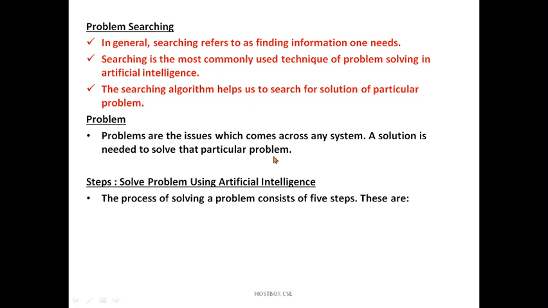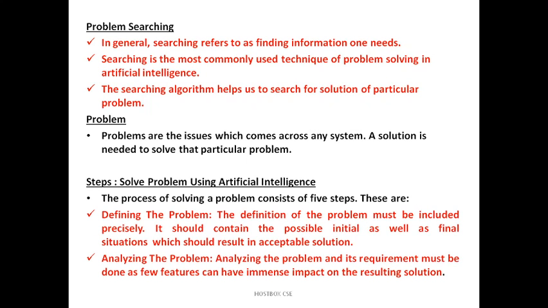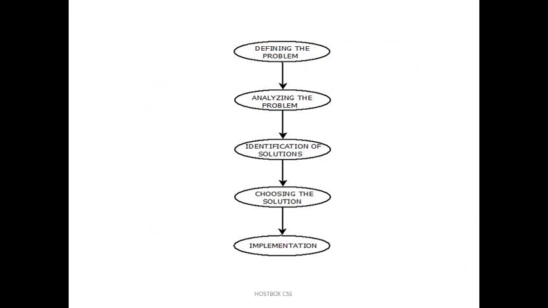Now, the steps to solve a problem using artificial intelligence. Whenever you solve a problem, you need some steps. The process of solving a problem consists of 5 steps. Before defining them, let's see the diagram here. Remember, if you want to solve any problem, game application or whatever, you have to follow these steps only.